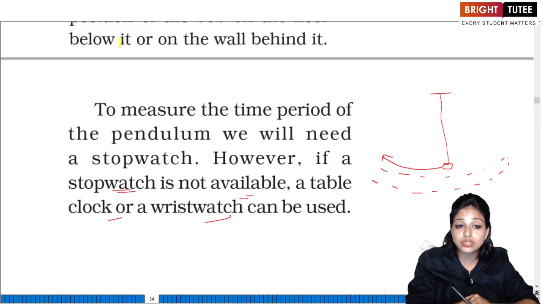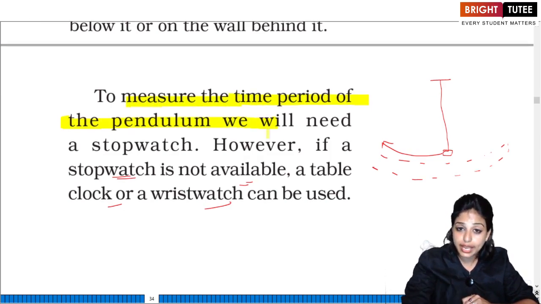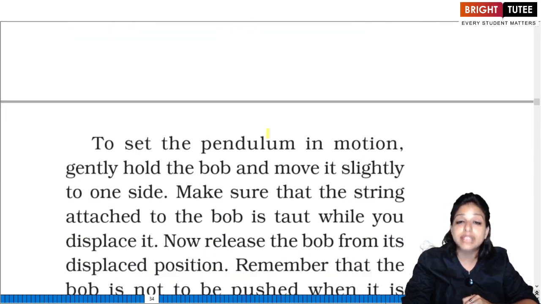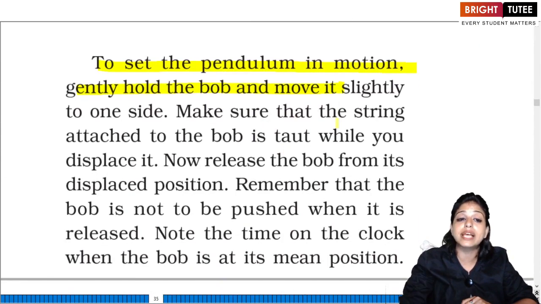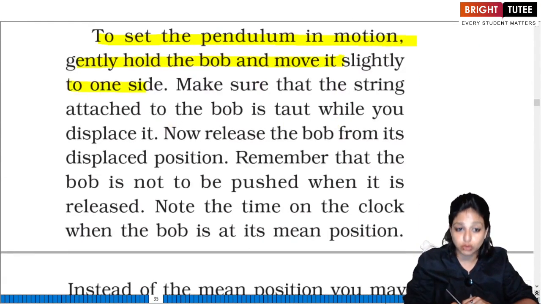But what is your task? Your task is to measure the time period of the pendulum, right? This way you will be able to set your own clock. To set the pendulum in motion, you have to hold the pendulum to one side and let it have to and fro motion.